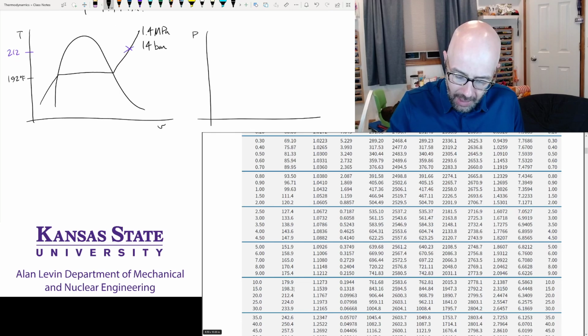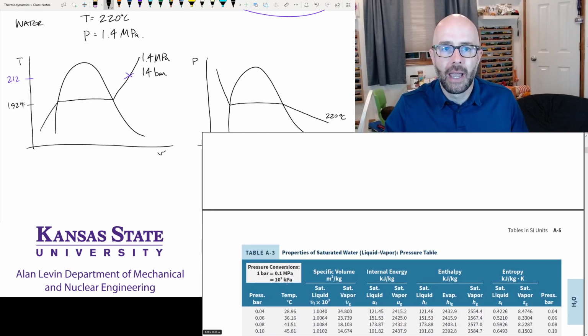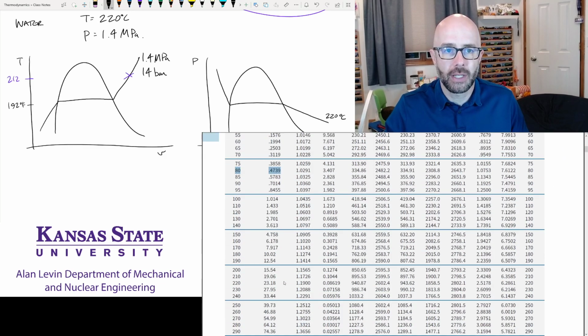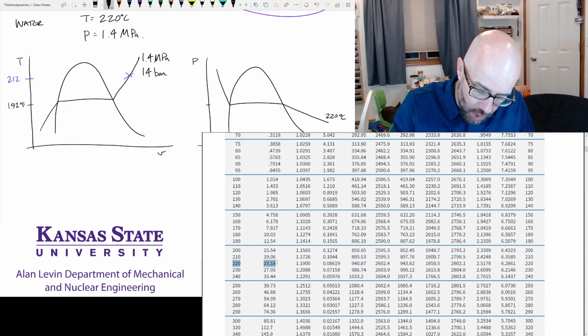Here's our PV diagram. It's going to have a line of constant temperature, and that line of constant temperature is at 220 degrees Celsius. We go up here to 220 degrees Celsius, which tells us we saturate at 23.18 bar. We're at 1.4 bar.